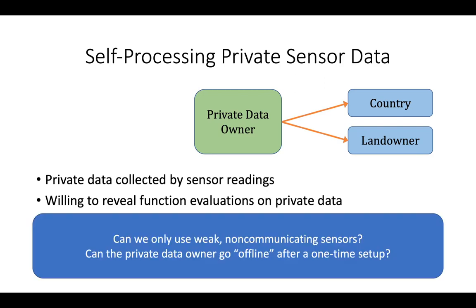Can we solve this problem using only very computationally weak, non-communicating sensors? In our solution, sensors will be extremely weak and will only need to be capable of storing an AES key and evaluating AES. Moreover, can we have the private data owner go offline after a one-time setup? That is, there's going to be some trusted setup that will create the sensors and some other data, but after this trusted setup is finished and the sensors have been deployed, can the private data owner go offline?